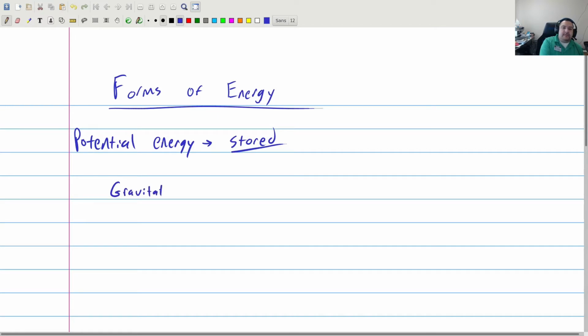Gravitational potential energy. And in order to calculate the gravitational potential energy, we're going to use the following formula. U, capital U, sub G, is equal to M times G times H.